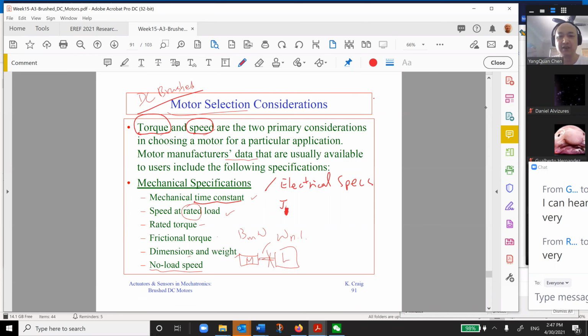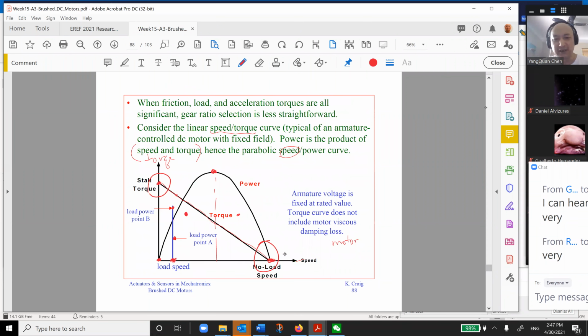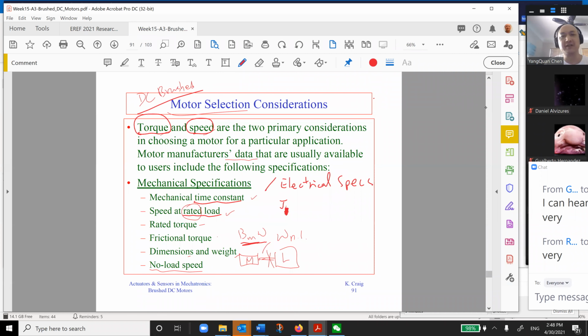J1 is your motor. Then speed at the rated load, okay. Rated load means it's allowed; usually you work on that load. Rated torque, and friction, this is B_m omega. Dimensions and the weight, of course, and no load speed. This is the no load speed, the maximum this motor can be this fast. If you need something beyond that, that's not feasible. So all these are called mechanical specs.